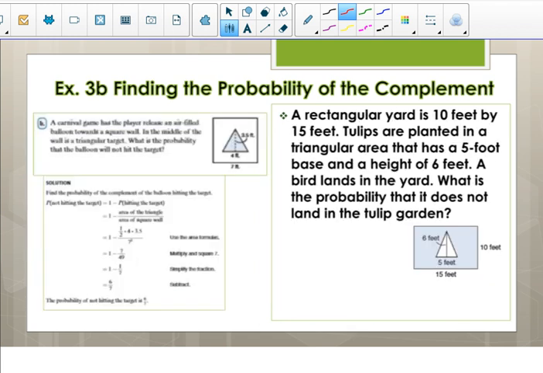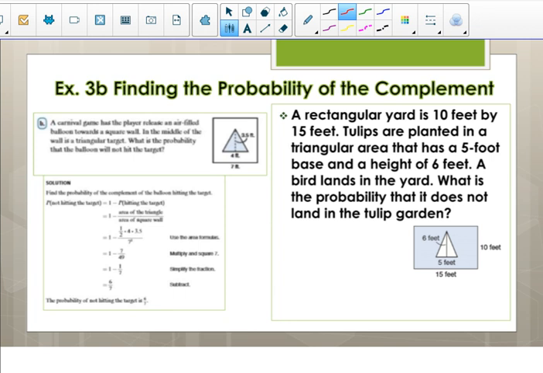Example 3b. A rectangular yard is 10 feet by 15 feet. Tulips are planted in a triangular area that has a 5-foot base and a height of 6 feet. A bird lands in the yard. What is the probability that it does not land in the tulip garden? We're going to do the same thing. The whole area minus the probability of it landing in the triangle, in the tulip garden.